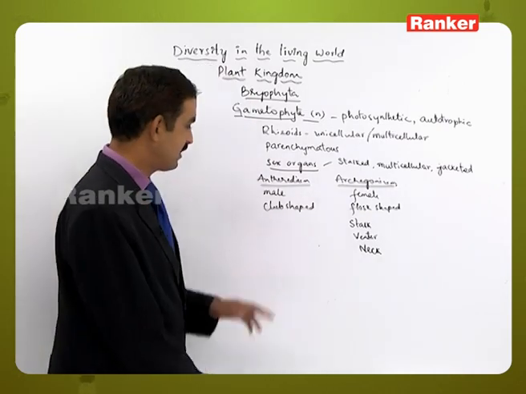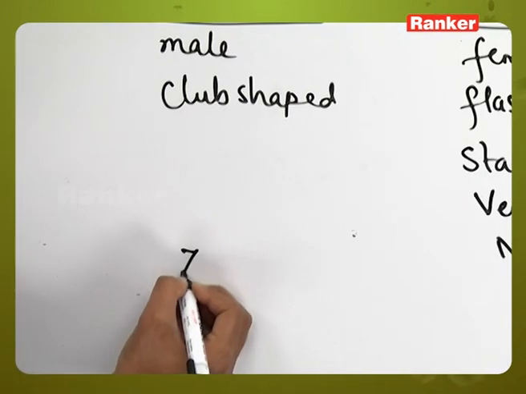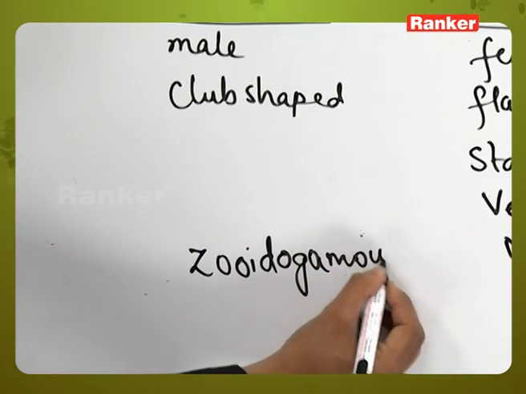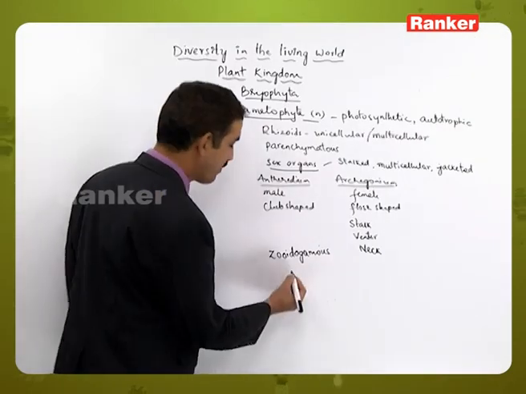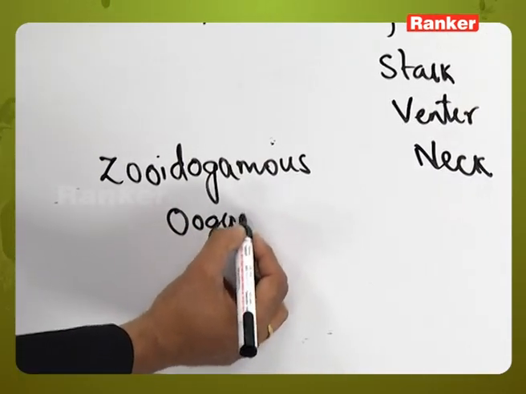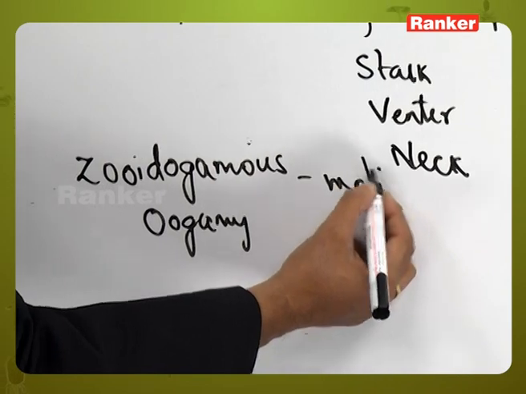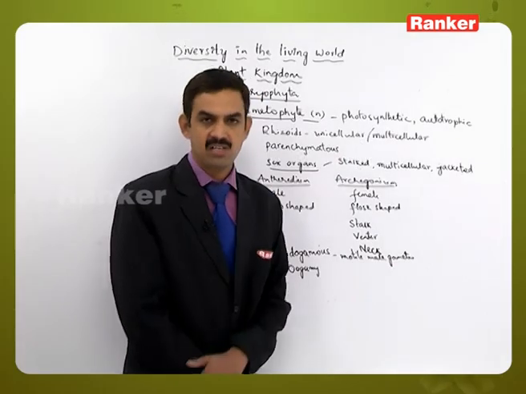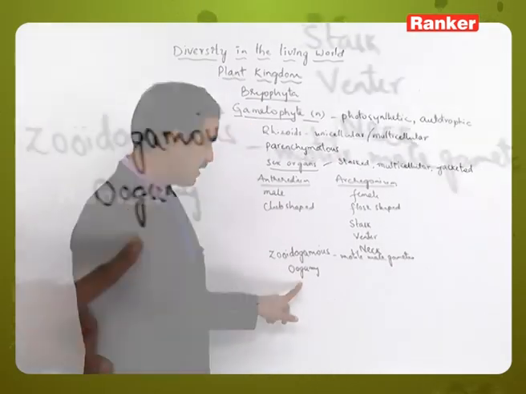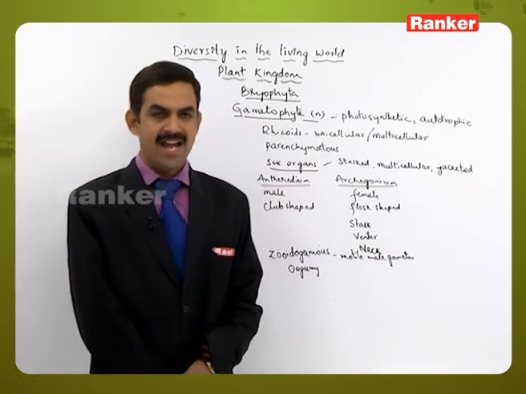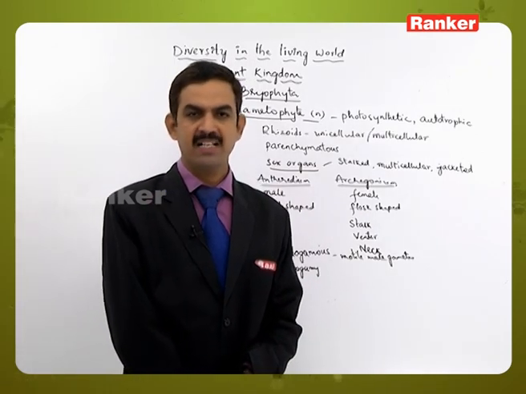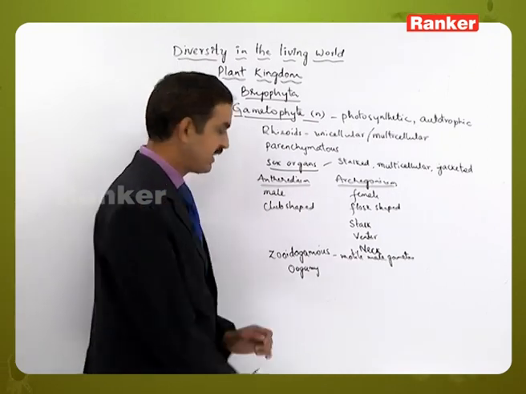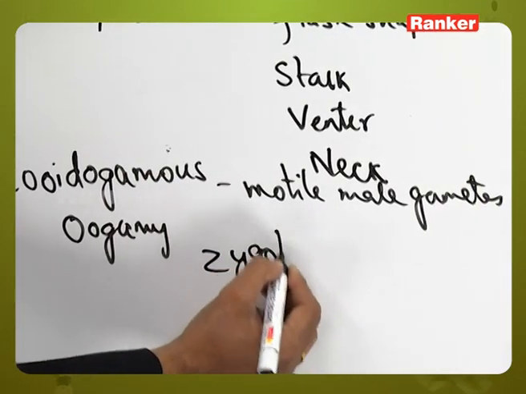The male and female sex organs will participate in the reproduction. The reproduction is called zoidogamous oogamy, because zoidogamous means motile male gametes are present. The male gametes are generally flagellated, and oogamous means the large female egg cell is fused with the small motile male gamete. So, the oogamous condition is present. Likewise they exhibit zoidogamous oogamy, resulting in the formation of the zygote.